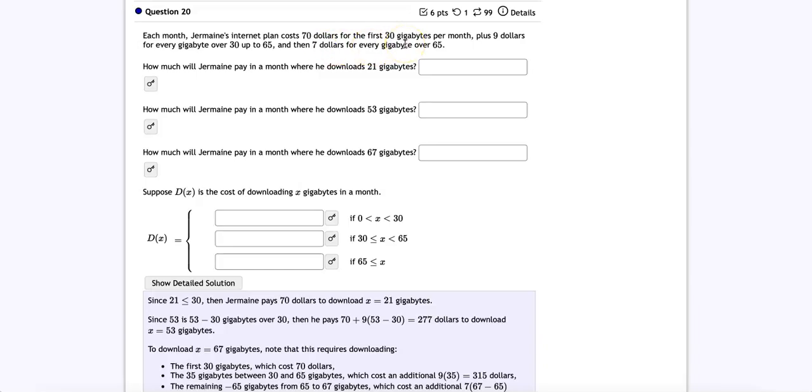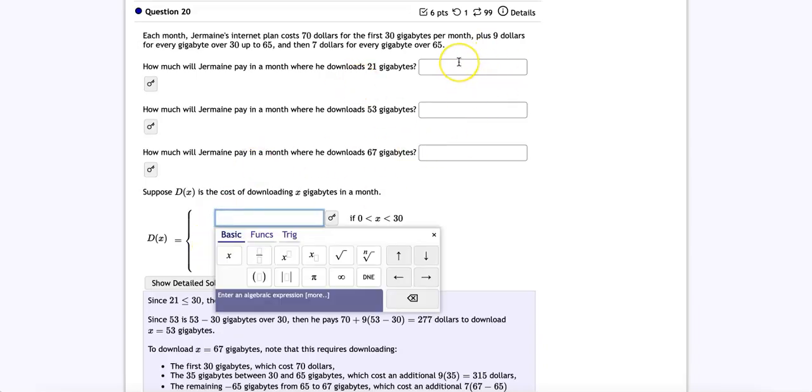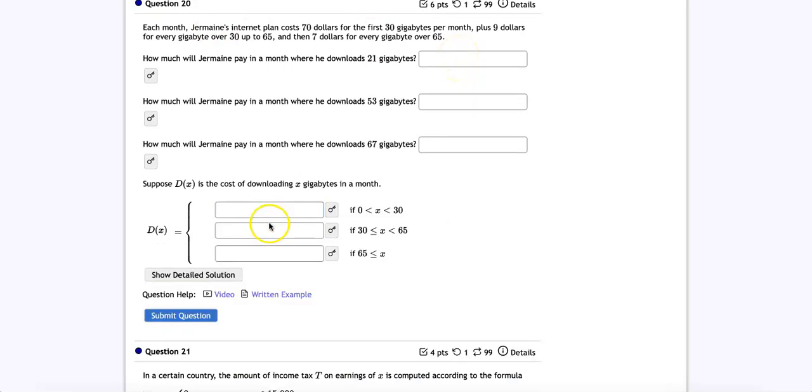So what we want to do is consider, what would this function look like? Now you could start with the beginning and then go to the end, or go the other way around. I'm going to start with the end and then go back to the beginning, but it's up to you. So what we see here is the downloading function is broken into 3 conditional parts.